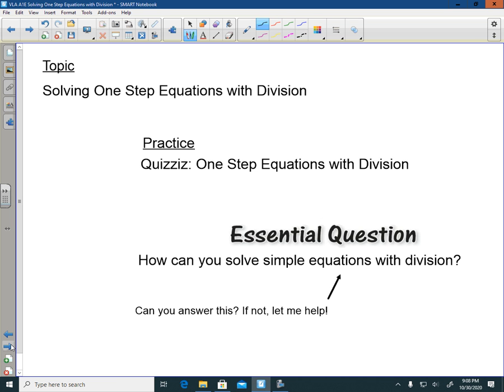The topic today was solving one-step equations with division. Your practice is another quizzes. I kind of like these quizzes. I hope you do too, because they're kind of convenient. This one's called one-step equations with division. And your essential question, can you answer it? How can you solve simple equations with division? If you can't answer it, you should let me help.